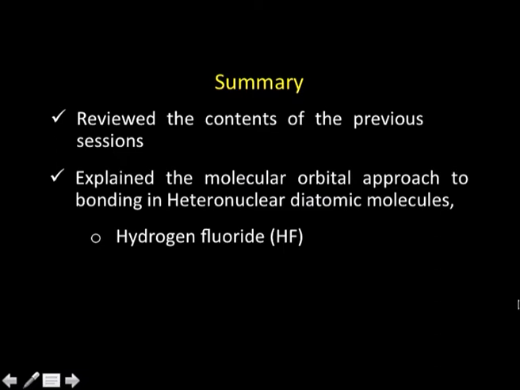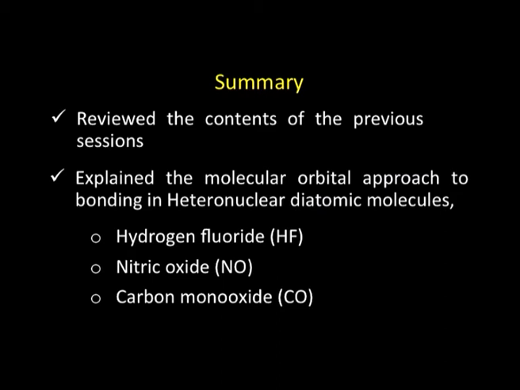We highlighted all those differences, and then we took up 3 molecules: hydrogen fluoride, nitric oxide, and lastly carbon monoxide. We talked about what kind of atomic orbitals are there, how they combine, what kind of combinations are allowed, what the molecular orbital energy level diagram is for them, and what the molecular orbital configuration and the bond order are for each one of them. With this we conclude our discussion on chemical bonding.